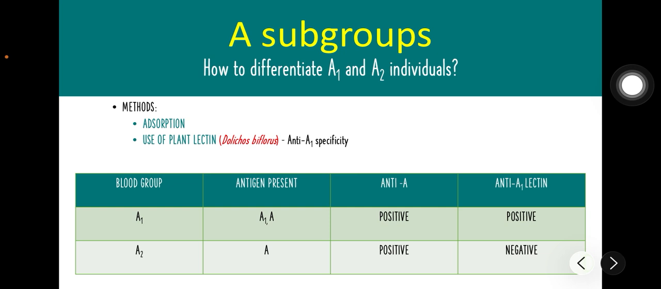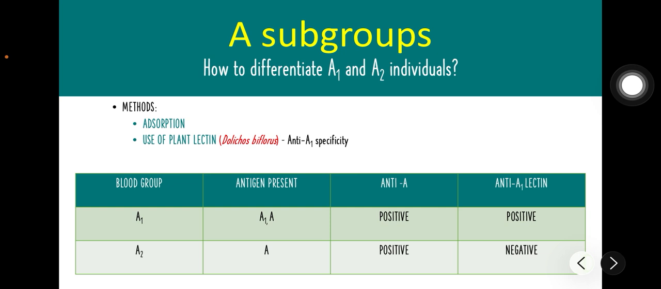You're going to incubate human anti-A serum with your A2 red cells. The A2 cells will absorb the anti-A component of the serum because they possess the A antigen. However, since A2 cells lack the specific A1 determinant, the anti-A1 component remains in the liquid portion, or the serum. Once the A2 cells are removed, the remaining liquid is called absorbed anti-A1.